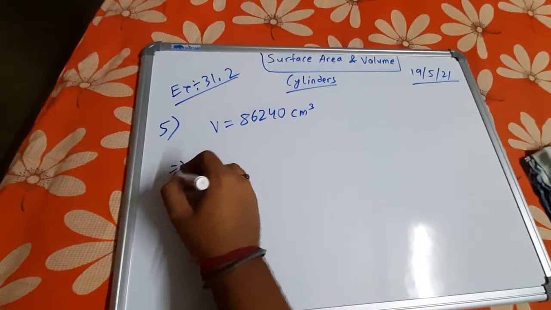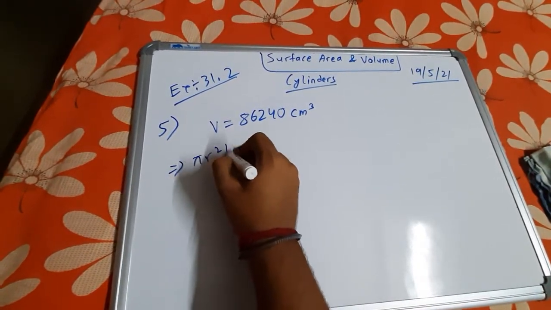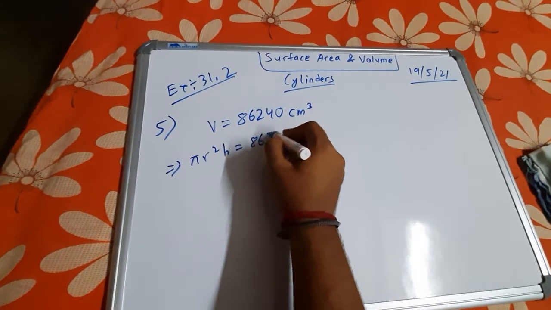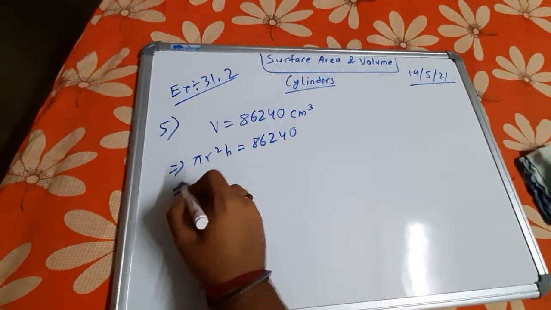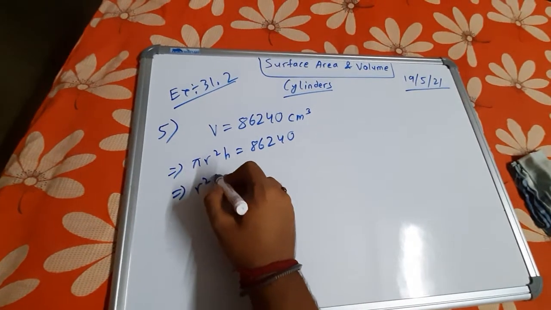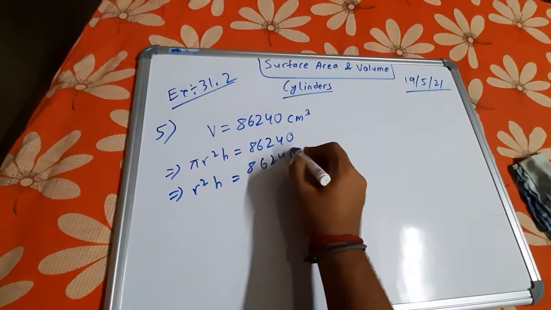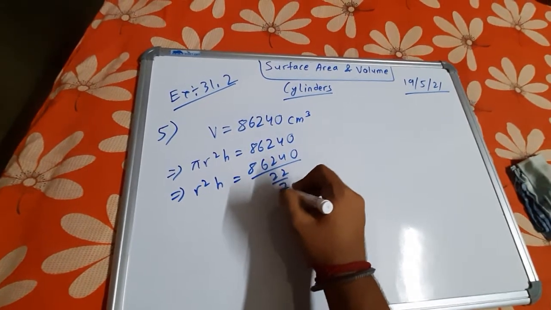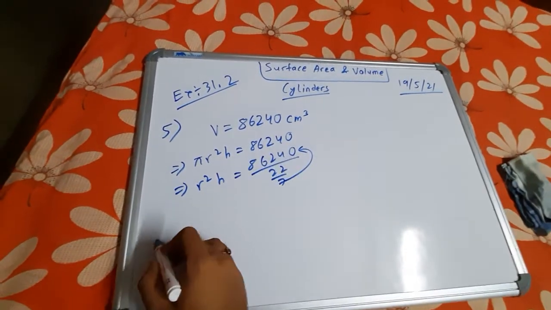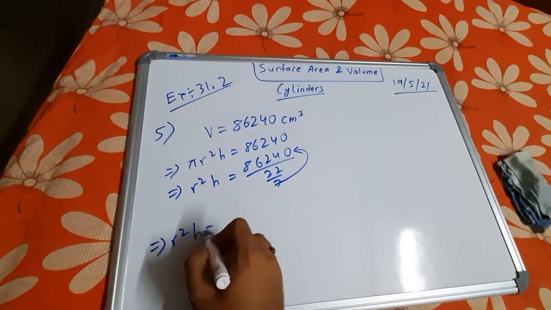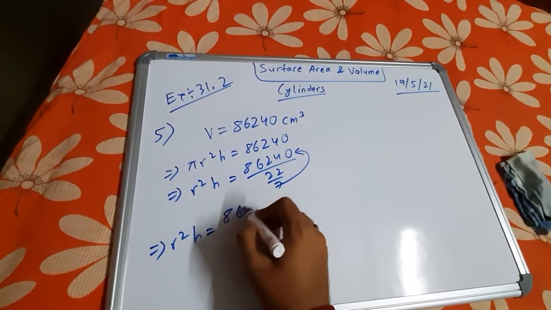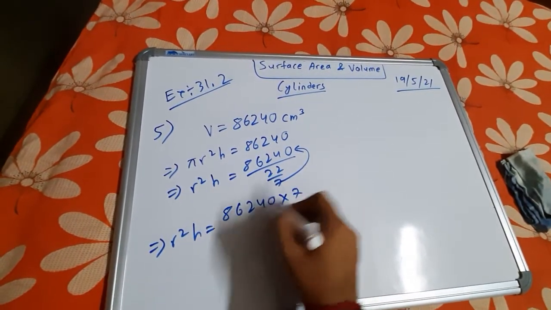Now we know the formula for volume. It's actually pi r square h is equal to 86240. Now we know pi, so we can divide it by pi. If we divide it by pi, it will become 86240 by 22 by 7. Now the 7 will go to the top, so r square into h will be 86240 into 7 divided by 22.